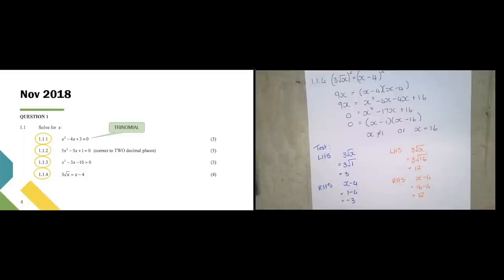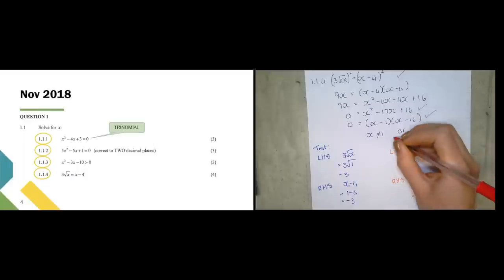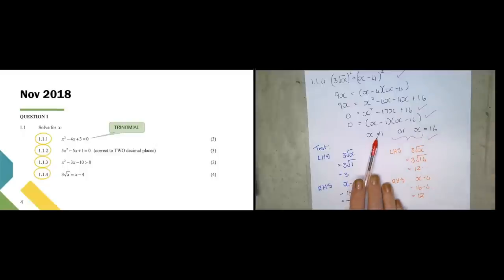This question counted 4 marks. Where did the 4 marks go? The first mark went for squaring both sides. Then you got a mark for multiplying out and writing it in standard form. The next mark was for factorization, and the final mark was for both answers, but also having that x was not equal to 1. So the final mark, you had to have x not equal to 1 and then x equal to 16.